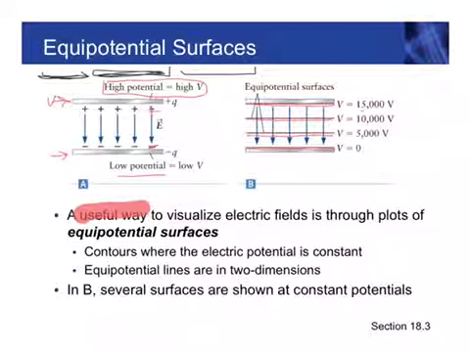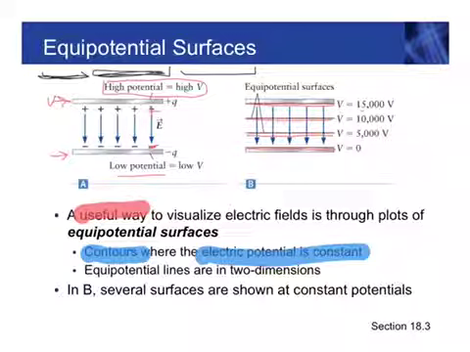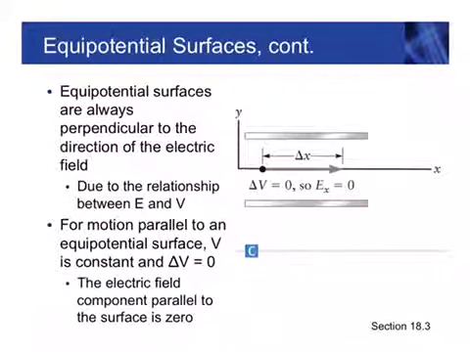And to say it differently, these are just contours where electric potential doesn't change, stays the same. And they are in 2 dimensions. Unfortunately, we're now dealing with a 3-dimensional world. In this example B, we see those lines shown as constant potentials. There are several rules that one needs to know dealing with equipotential surfaces.